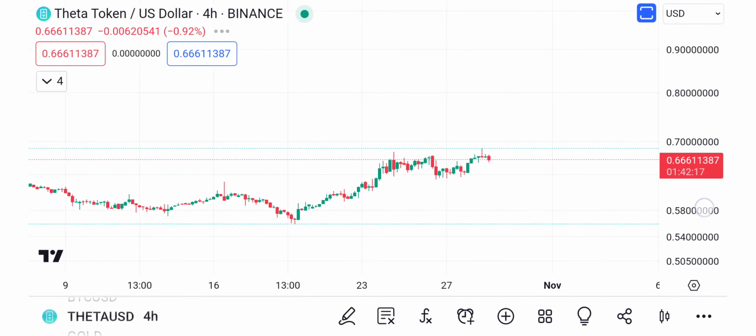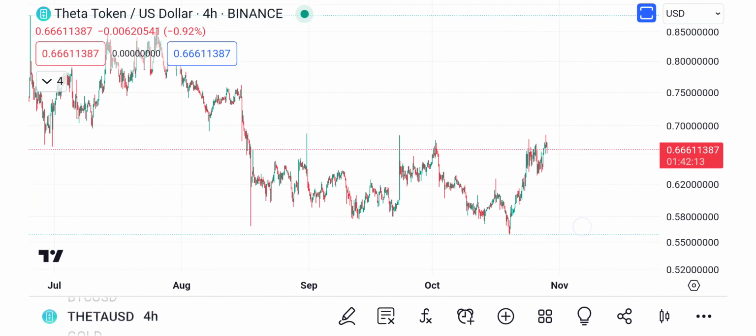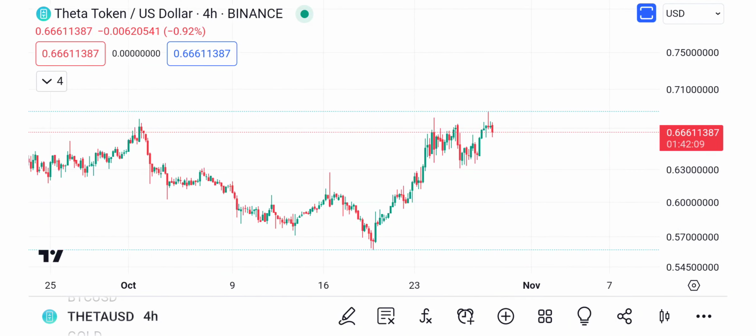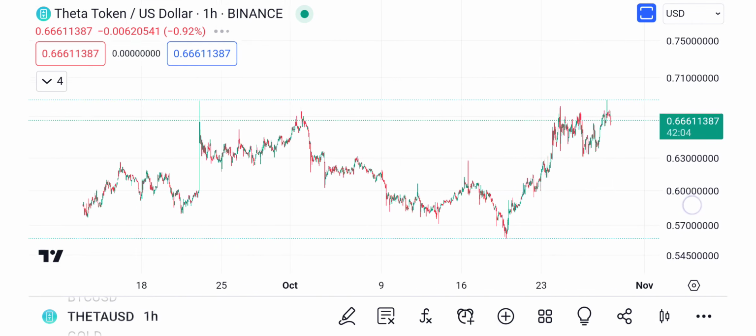If I go down to the 4 hour chart, it's a little better. So this looks great. This looks really great. So what I'm looking at, let me actually go to the 1 hour, and it's all going to make sense.